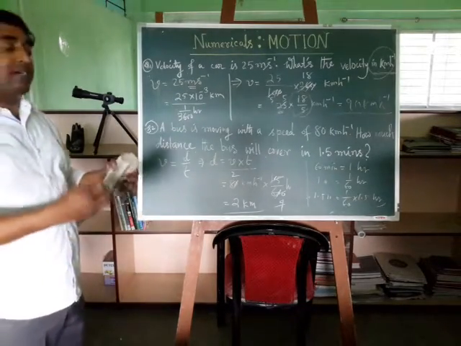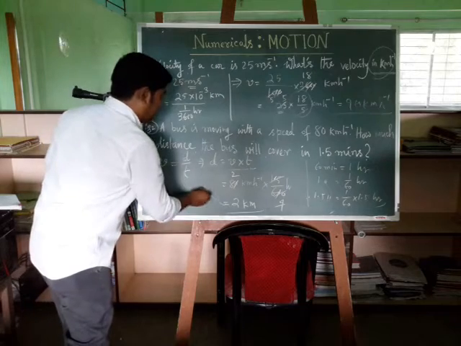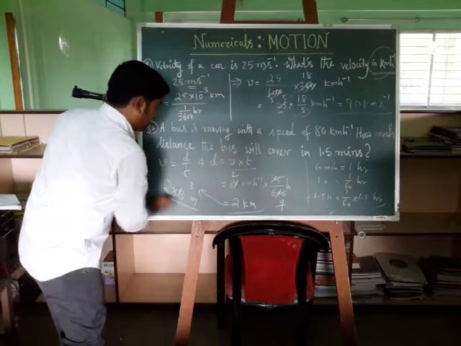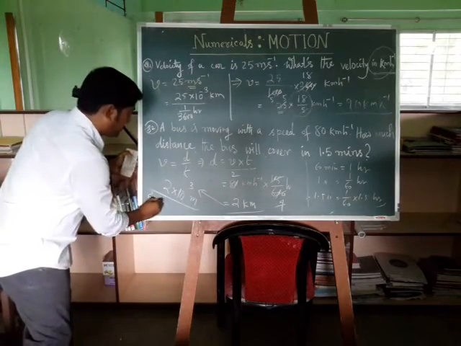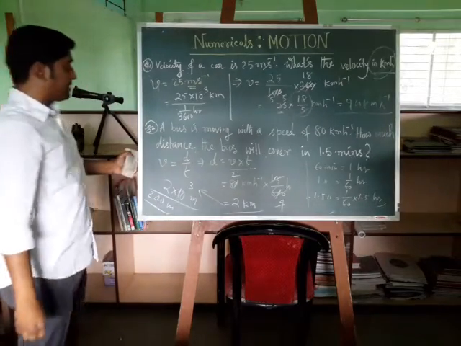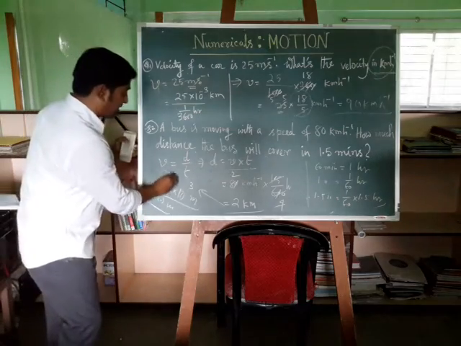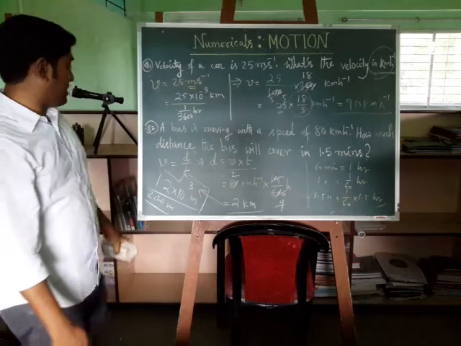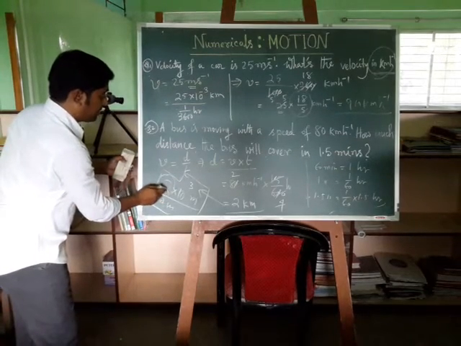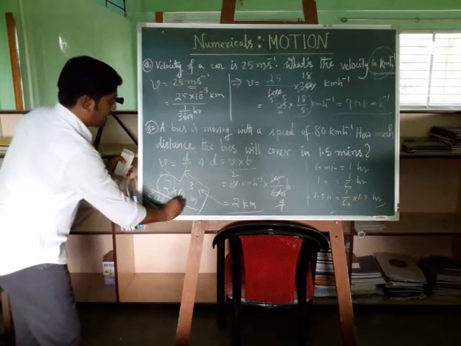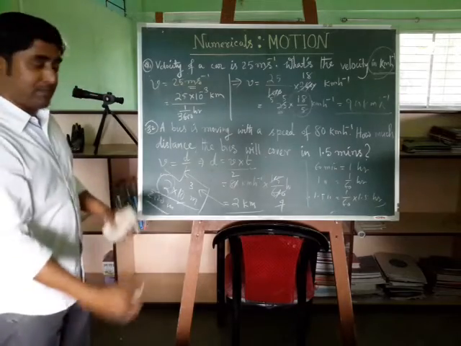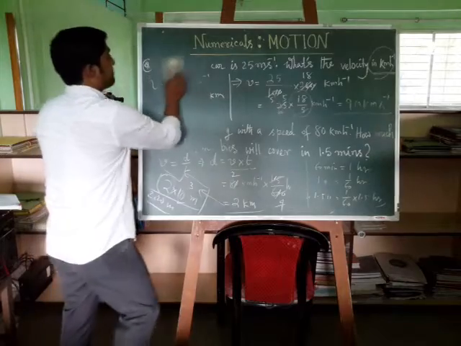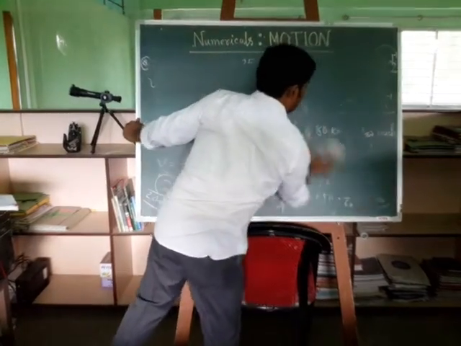Now if you wanted to write the answer in meter, you can easily write that 2 kilometers equals 2 into 10 to the power 3 meter. Now we do not call it 2000 meter because in physics we prefer to write the answer in this format, 2 times 10 to the power 3. Okay, this is in between 1 and 10. Okay, and this is the index number. Alright, so now we are going to the next problem.